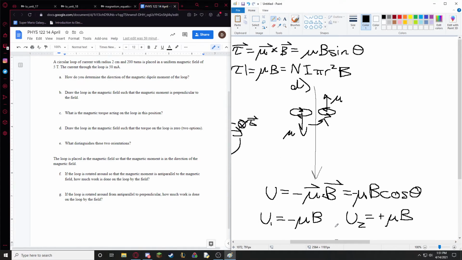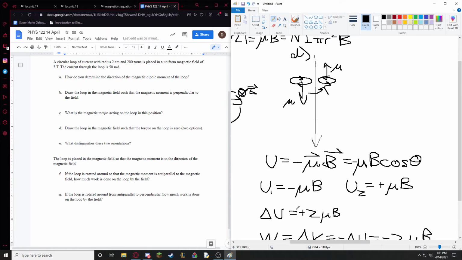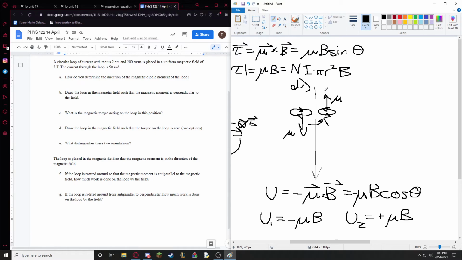And so then, real quick, what would be our work done if we rotate from anti-parallel to perpendicular? So let's say something like this. So we can draw this. Our current's going to look something like that. Rotating from 2 to 3. What's going to be our total work done?